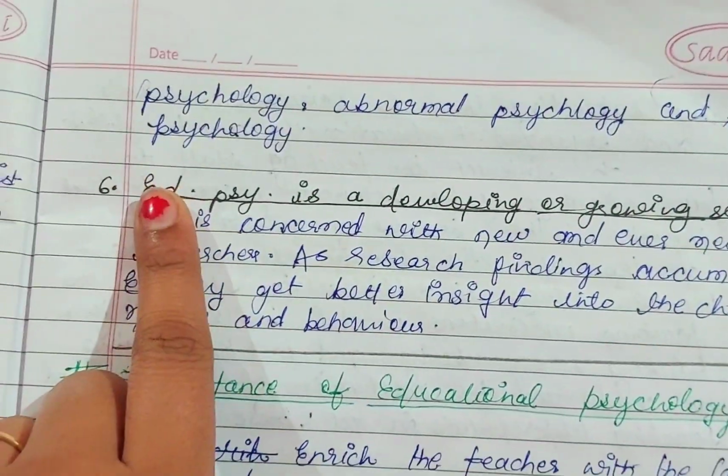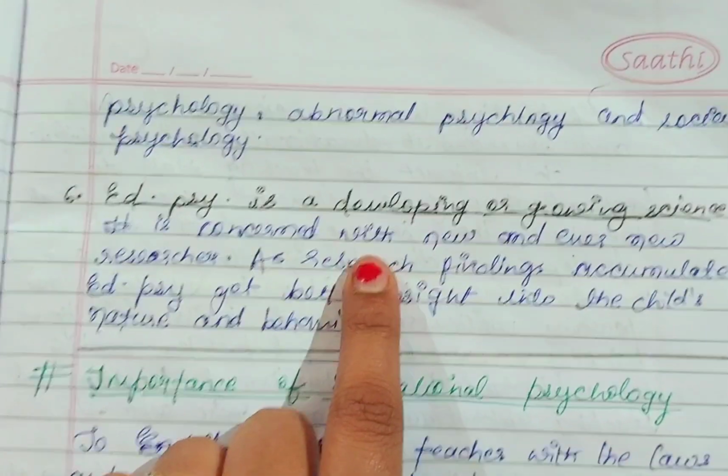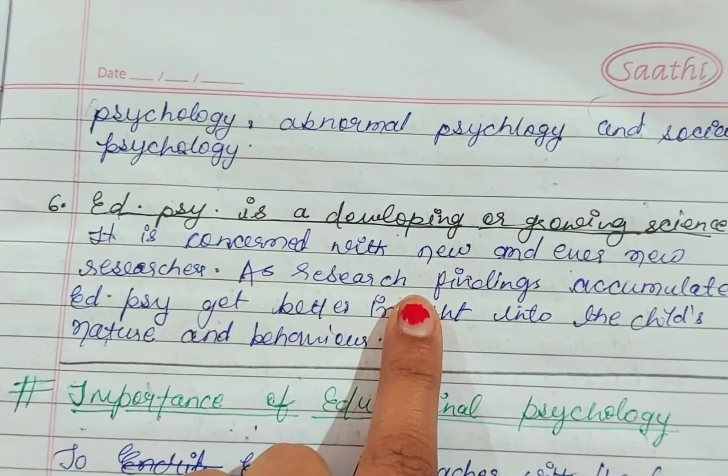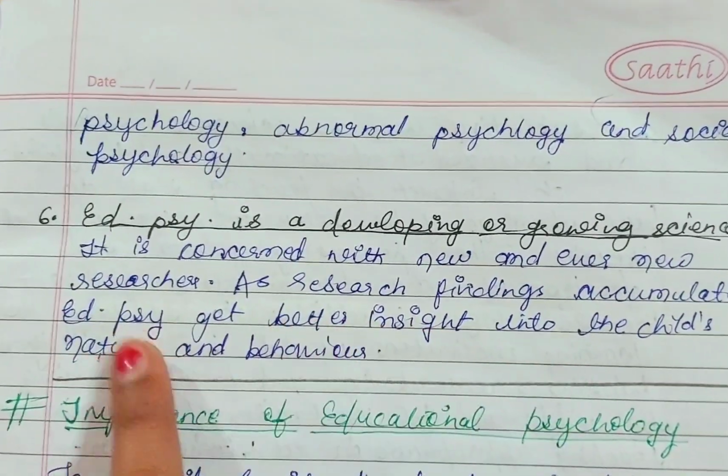Number six, educational psychology is a developing or growing science. It is concerned with new research. As such findings accumulate, educational psychology gets better insights into a child's nature and behavior.